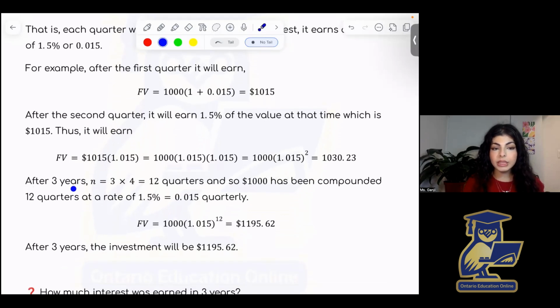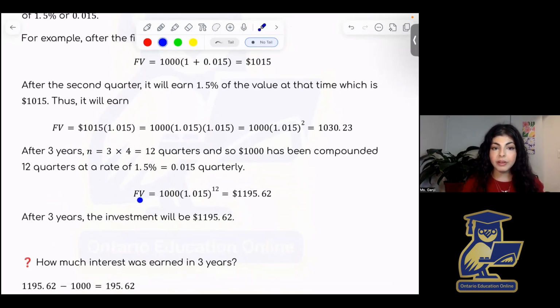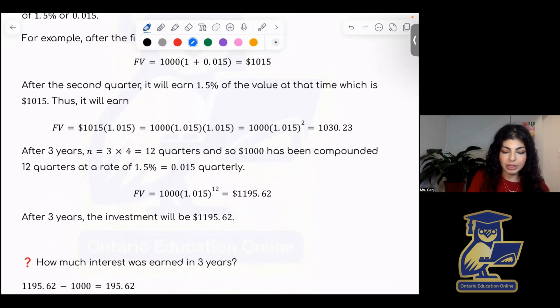So now, because we're considering after 3 years, that n is going to be multiplied by 3. So we had 4 quarters a year, but then 3 years, so 12 quarters in total. So the $1,000 is being compounded 12 times at a rate of 1.5%, 0.015 quarterly. So using our formula, the future value, or again, remember this is just A, is going to be equal to 1,000 times 1.015 to the power of 12.